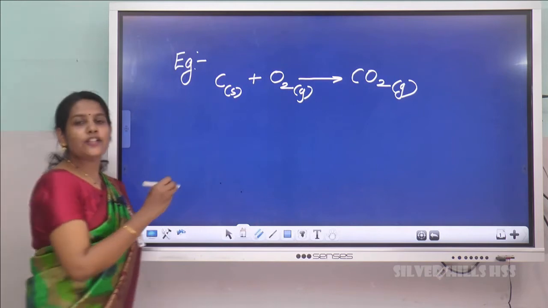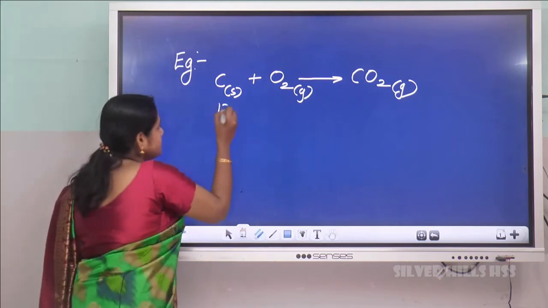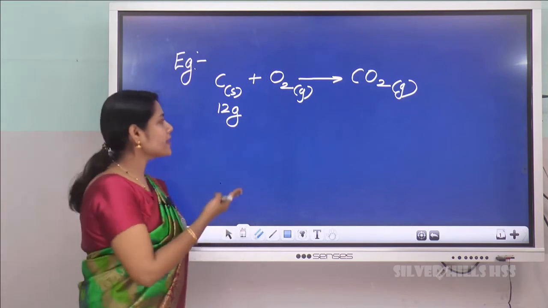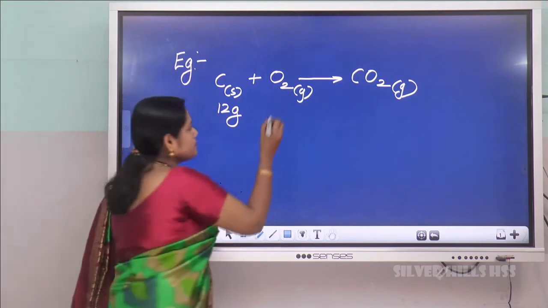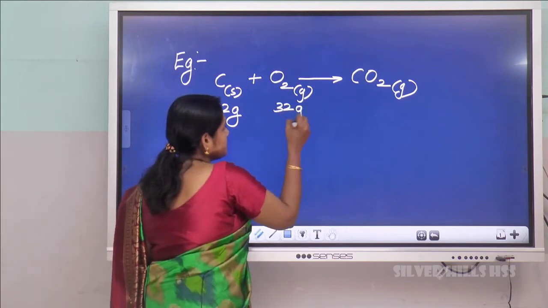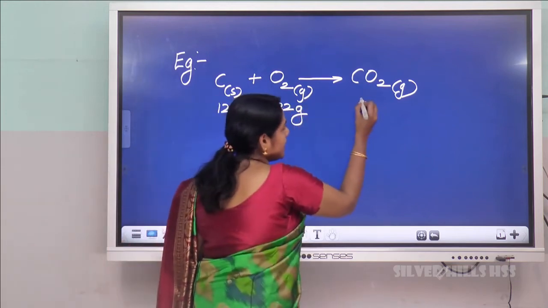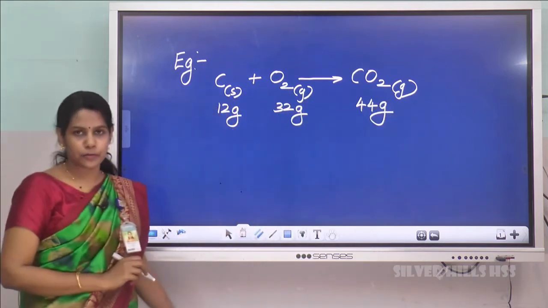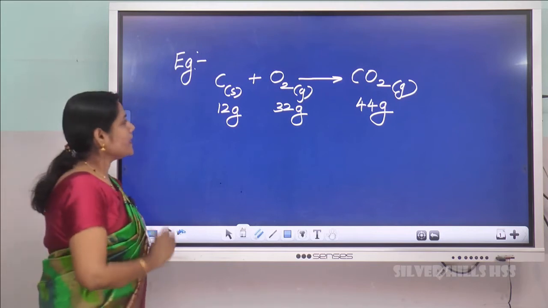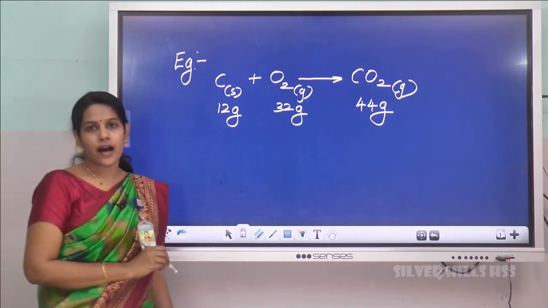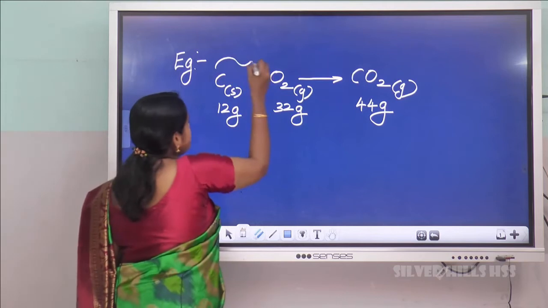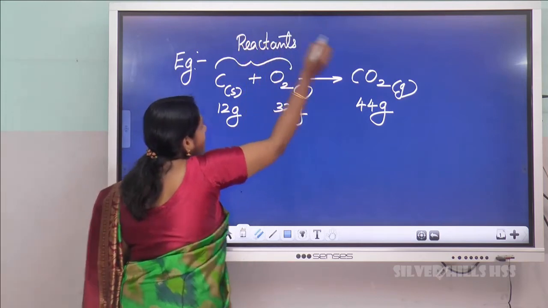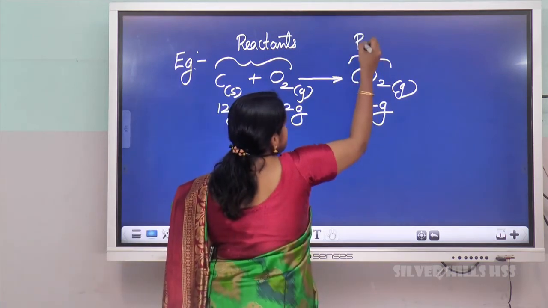So here the atomic mass of carbon is 12 gram. Atomic mass of oxygen is 16. Since here we have 2 oxygen atoms, we will write 32. And for carbon dioxide, it is 44 gram, that is 12 plus 32. So here, carbon and oxygen are the reactants, and this is the product.